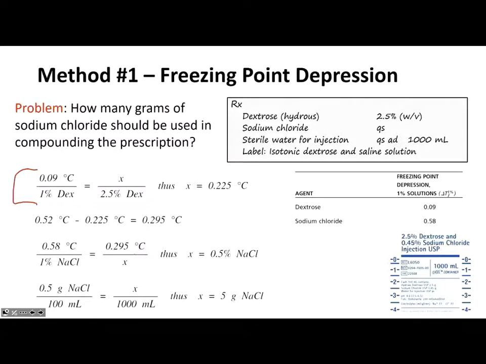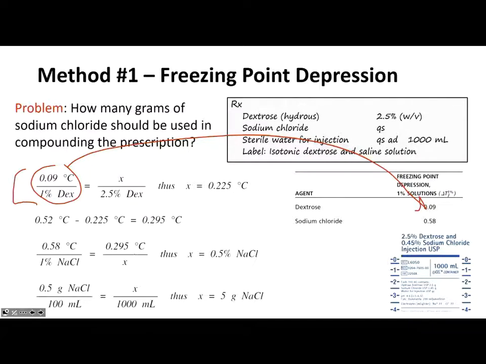Delta TF for dextrose of 0.09 means what? Set this proportion up. You get 0.09 degrees Celsius change for every 1% dextrose. Is everyone okay with where this number comes from relative to that value? This is extremely important for this method. You need to be able to take the value of a delta TF of 0.09 and say, okay, that means I get 0.09 degrees Celsius change for every 1%. That's why it's called a delta TF 1%. Is everyone okay with that?